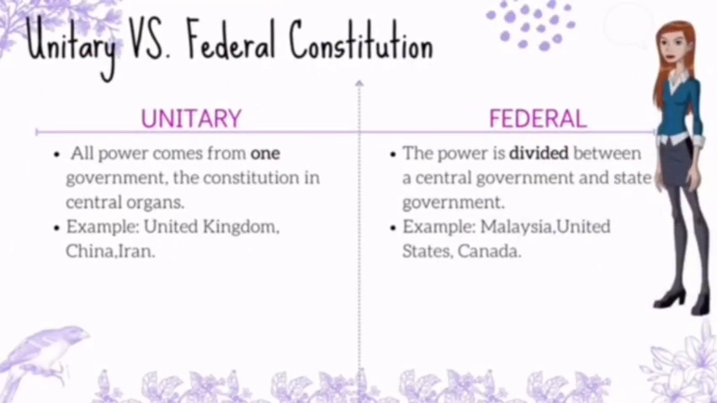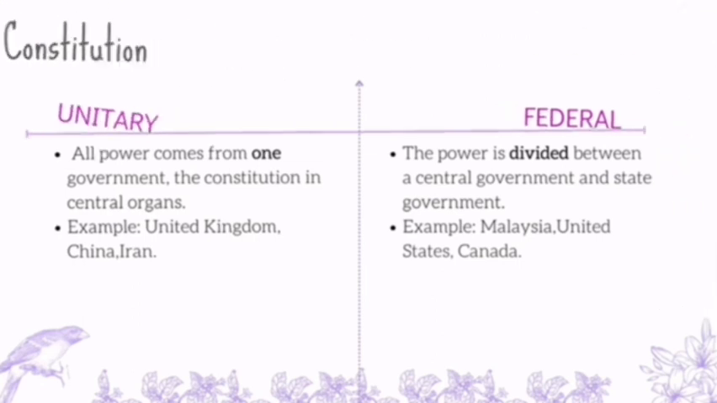Okay, next, unitary versus federal constitution. Firstly, the simple definition of unitary is that all the power comes from one government, the constitution in central organs. It means the authority is concentrated at the national level. For example, United Kingdom, China, and Iran. Next, federal. The definition of federal is that the power is divided between a central government and state government. For example, Malaysia, United States, and Canada.